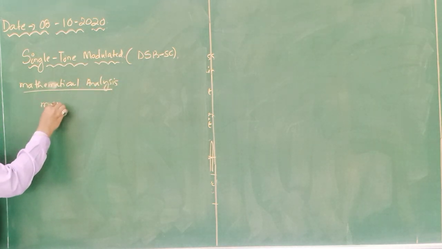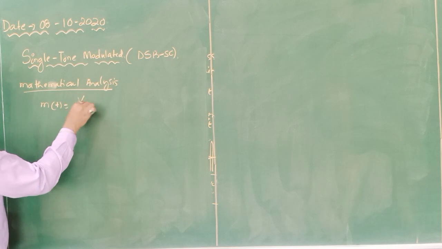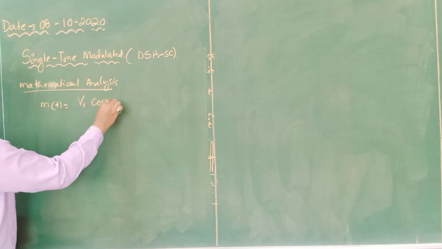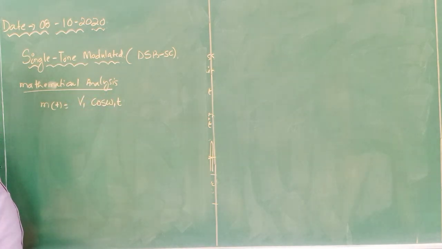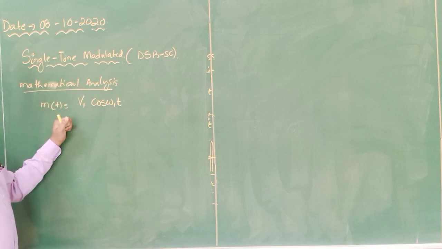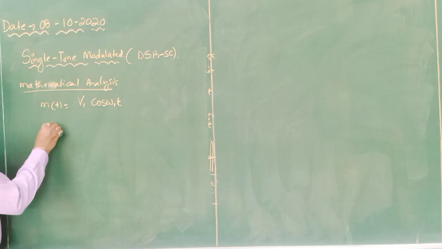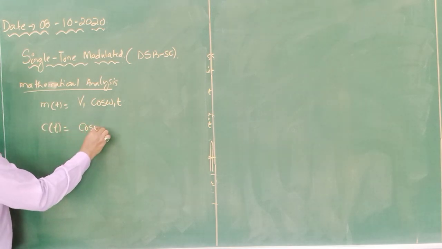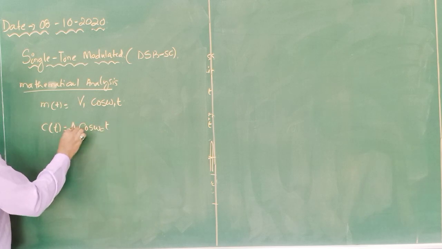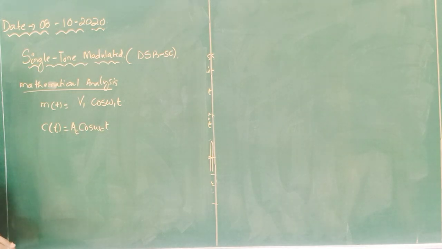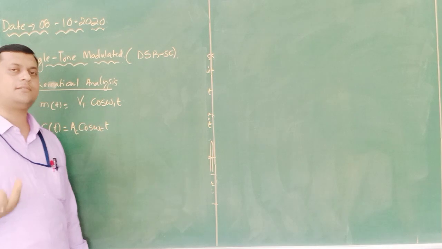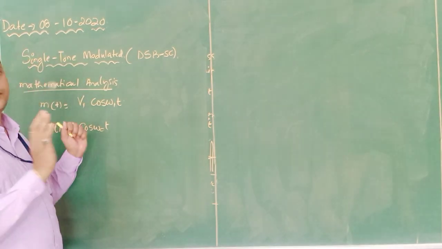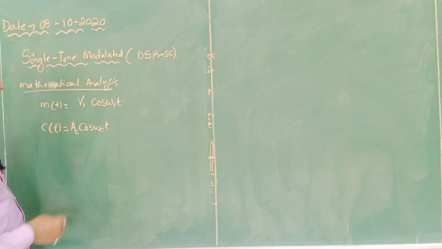M of t is equal to V1 cos omega 1t. So only one modulating frequency is available in our modulating signal, with amplitude V1, and the carrier is cos omega ct. Let us consider AC for this case. You can consider AC or you may not consider AC, no problem. The output will be your DSB-SC signal, you will see.